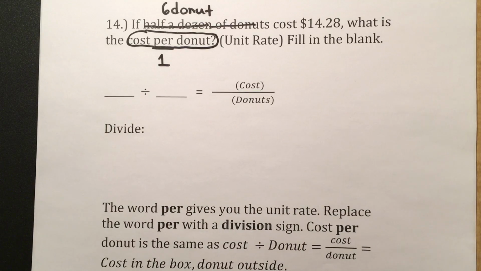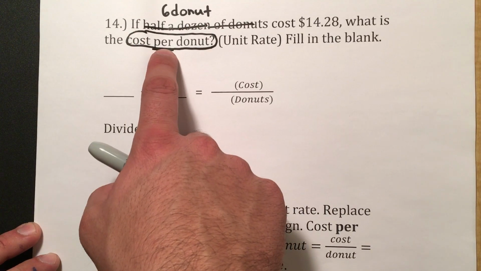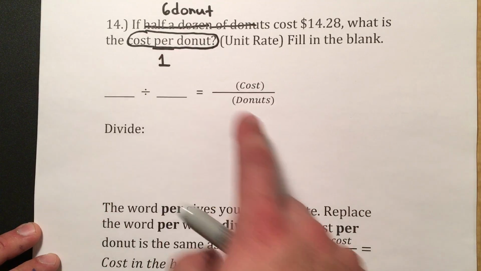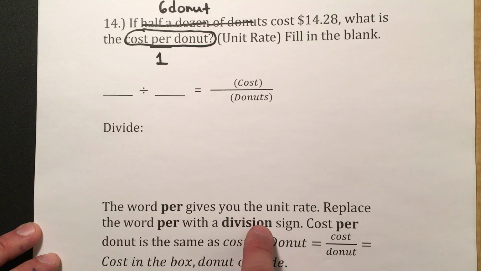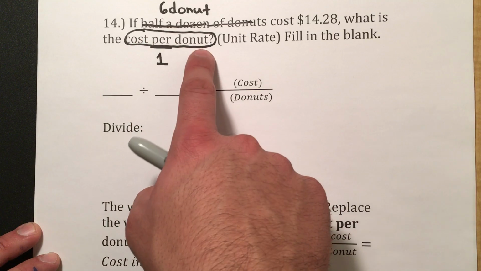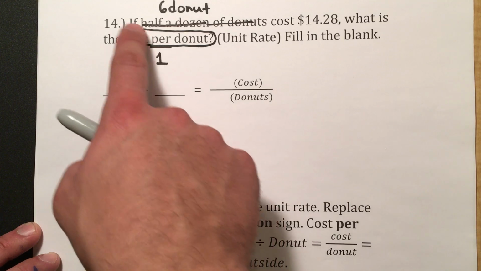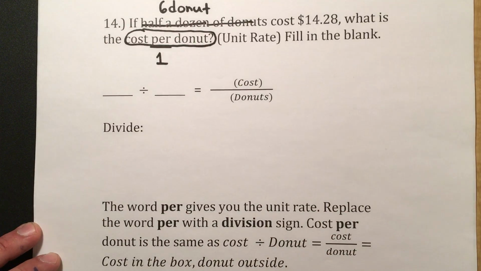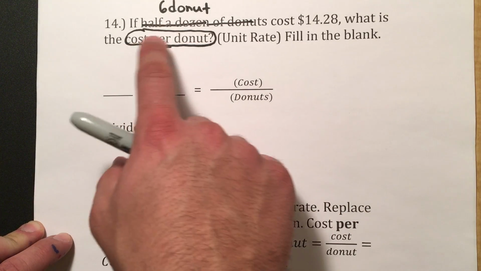know what to divide. Whenever you see any rate, and you'll know it's a rate because it has the word per, you know it's a unit rate. What we're going to do is replace the word per with a division sign because the word per is giving you the rate. So the cost per donut is telling you that we're going to take the total cost and divide it by the donuts. Okay? So that's very important. The word per is giving you the unit rate. So cost per donut would be the same as the cost divided by the donut.